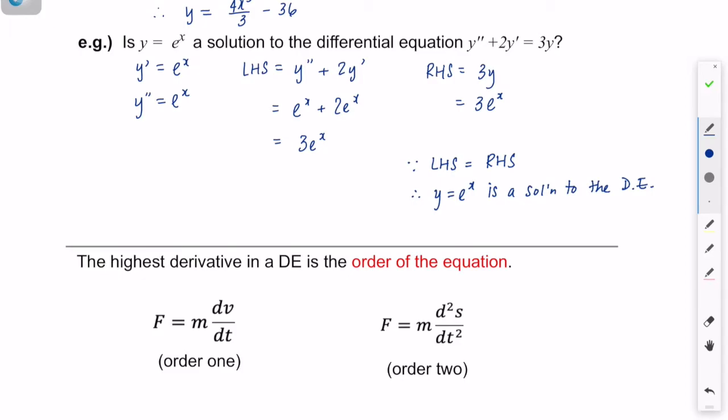You will also come across terminology like, oh, I have an order 1 or order 2 differential equation. What does that mean? Well, that basically describes the highest derivative that you have in your DE. So in the last example, I have y double prime plus 2y prime. So the highest derivative we have is a second derivative. So that means we actually solved an order 2 differential equation. Okay.